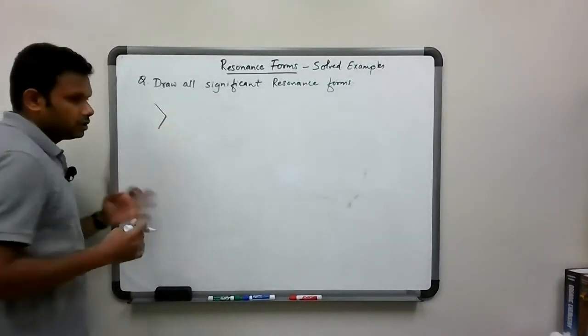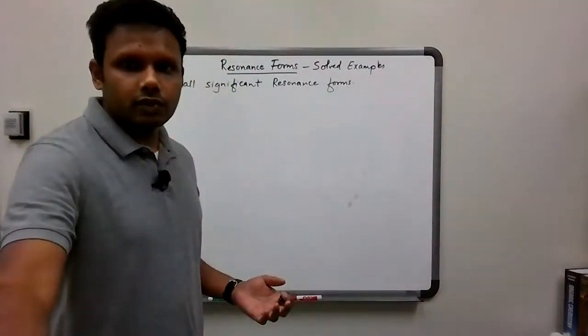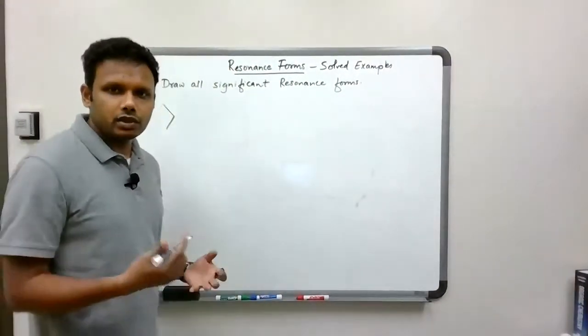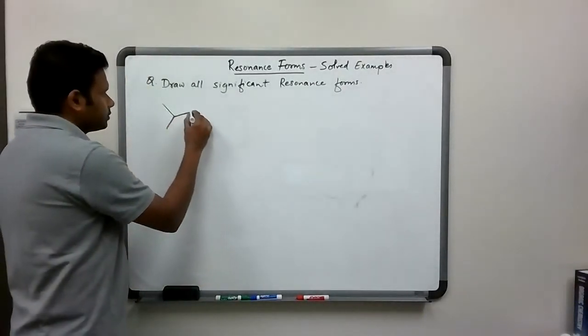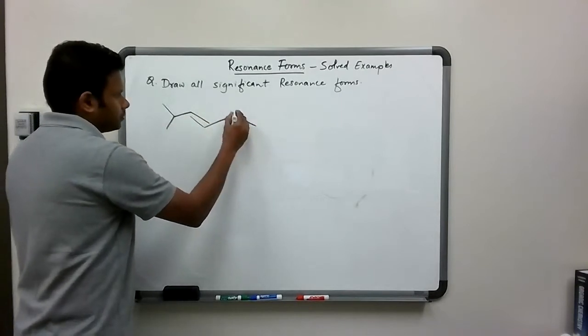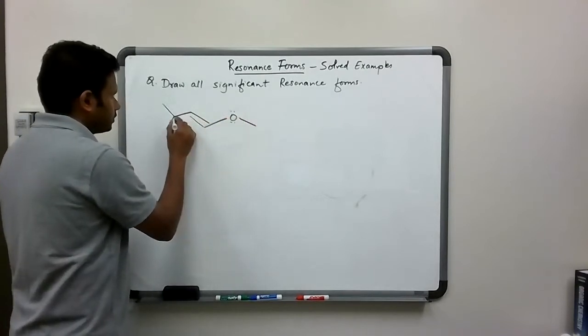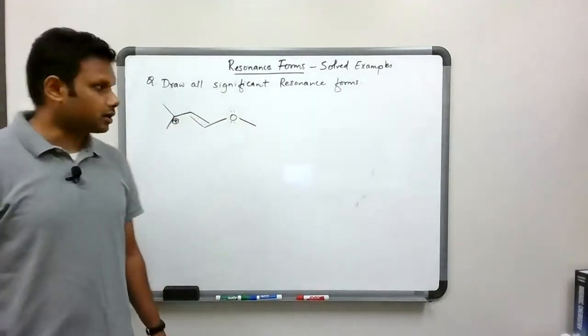And I've picked some problems from homework examples. That's what I'm doing here. So all of these problems are from the homework. So let's say we have a structure where this is the molecule. Okay, so that's the given structure.